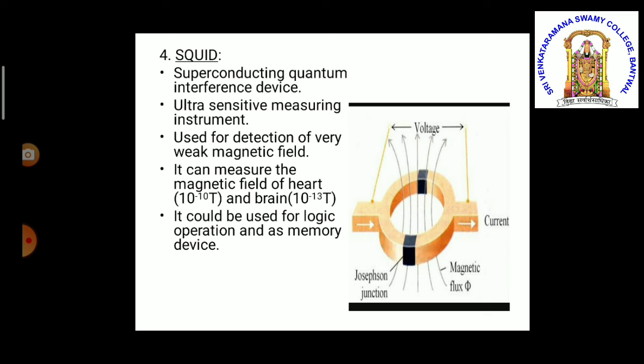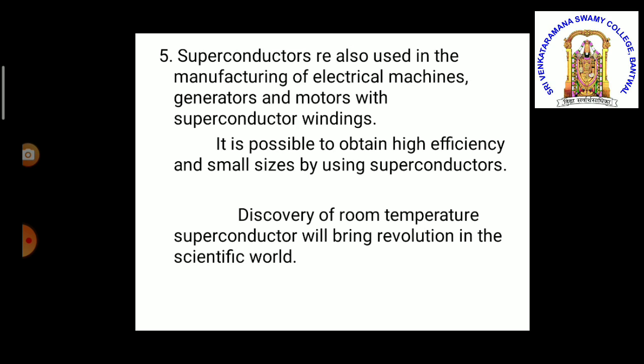SQUID. SQUID is nothing but superconducting quantum interference device. It is an ultra-sensitive measuring instrument which detects weak magnetic fields. It can measure the magnetic field of the heart as well as the brain, which is in the range of 10 to the power minus 10 Tesla for the heart, and 10 to the power minus 13 Tesla for the brain. It could be used for logic operations and as memory devices in computers.